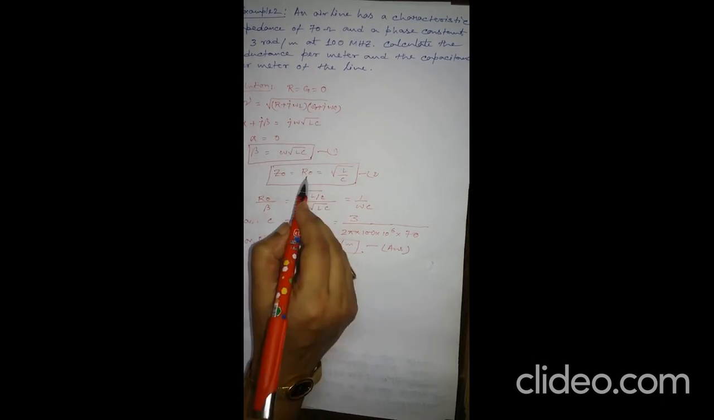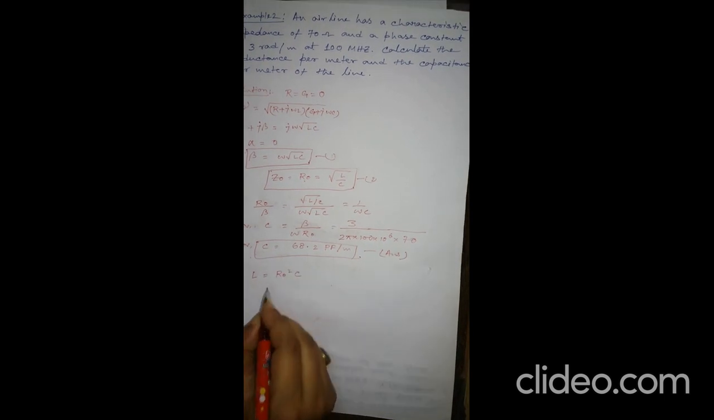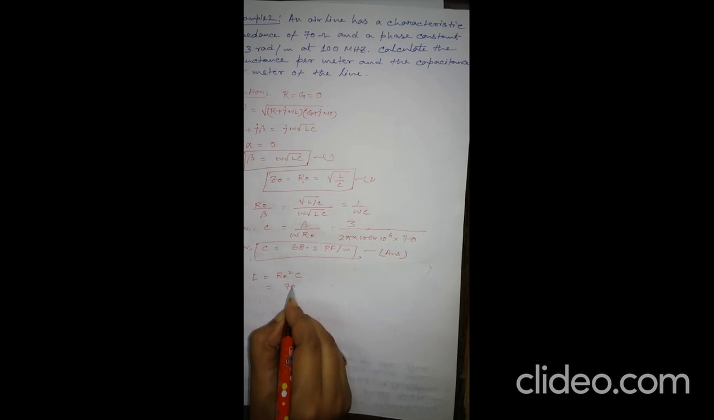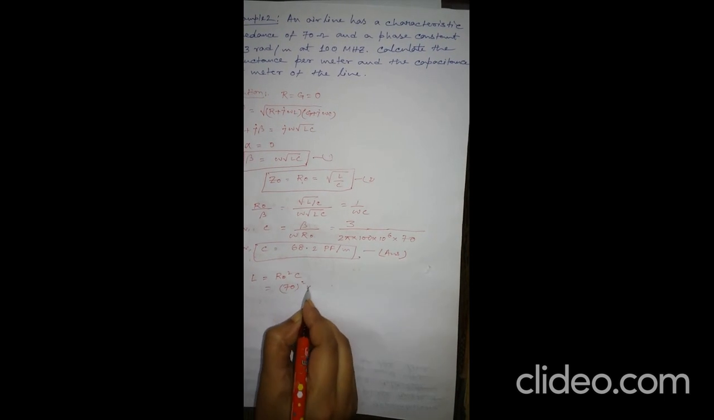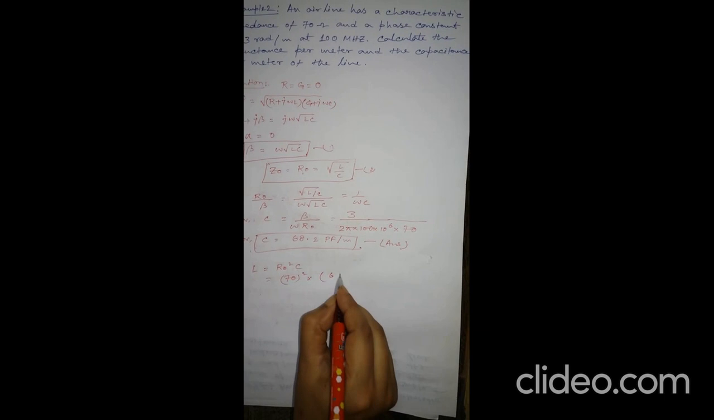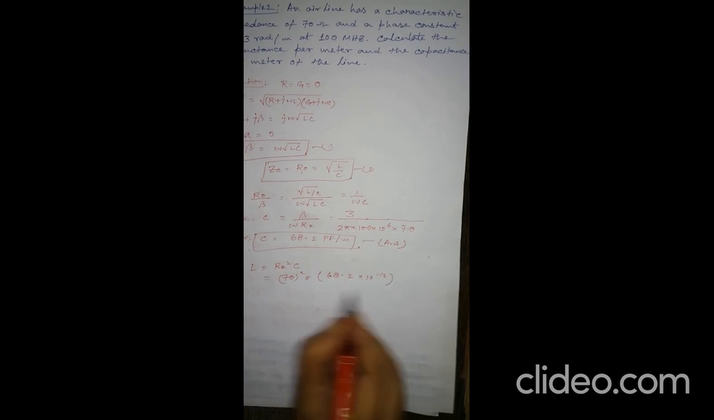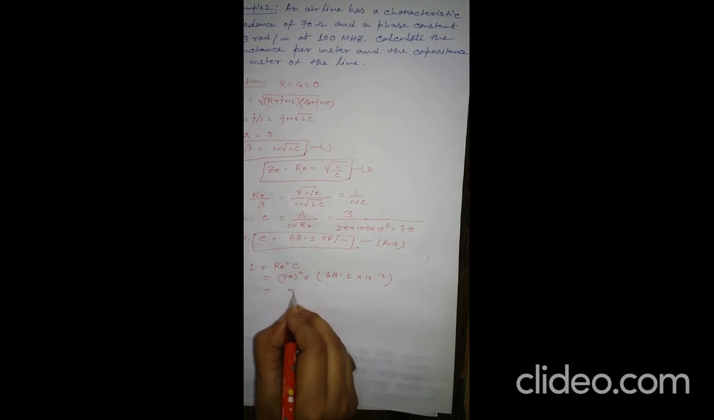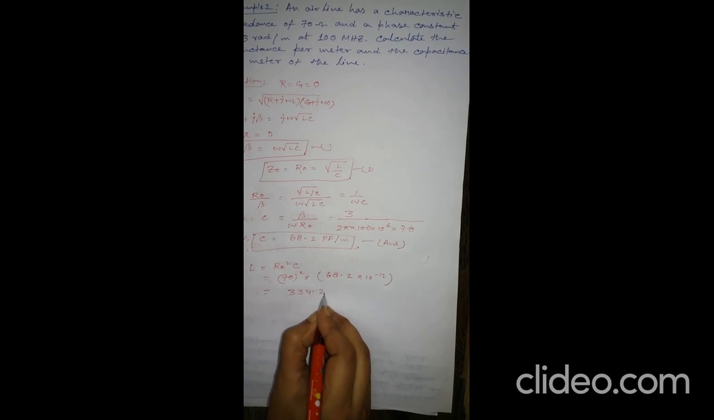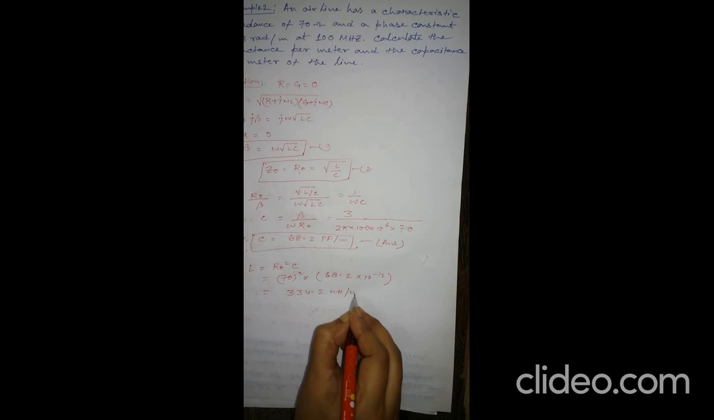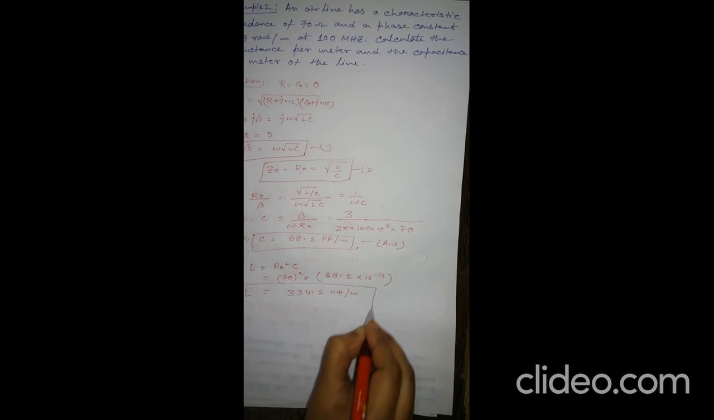Now the second one, what is the inductance per meter? From this equation, R0 equal to root over L by C. We can write L equal to R0 square C. What is the value of R0? Characteristic impedance 70 square into C, 68.2 into 10 to the power minus 12. After computing this value, we get 334.2 nH per meter. This is the answer.